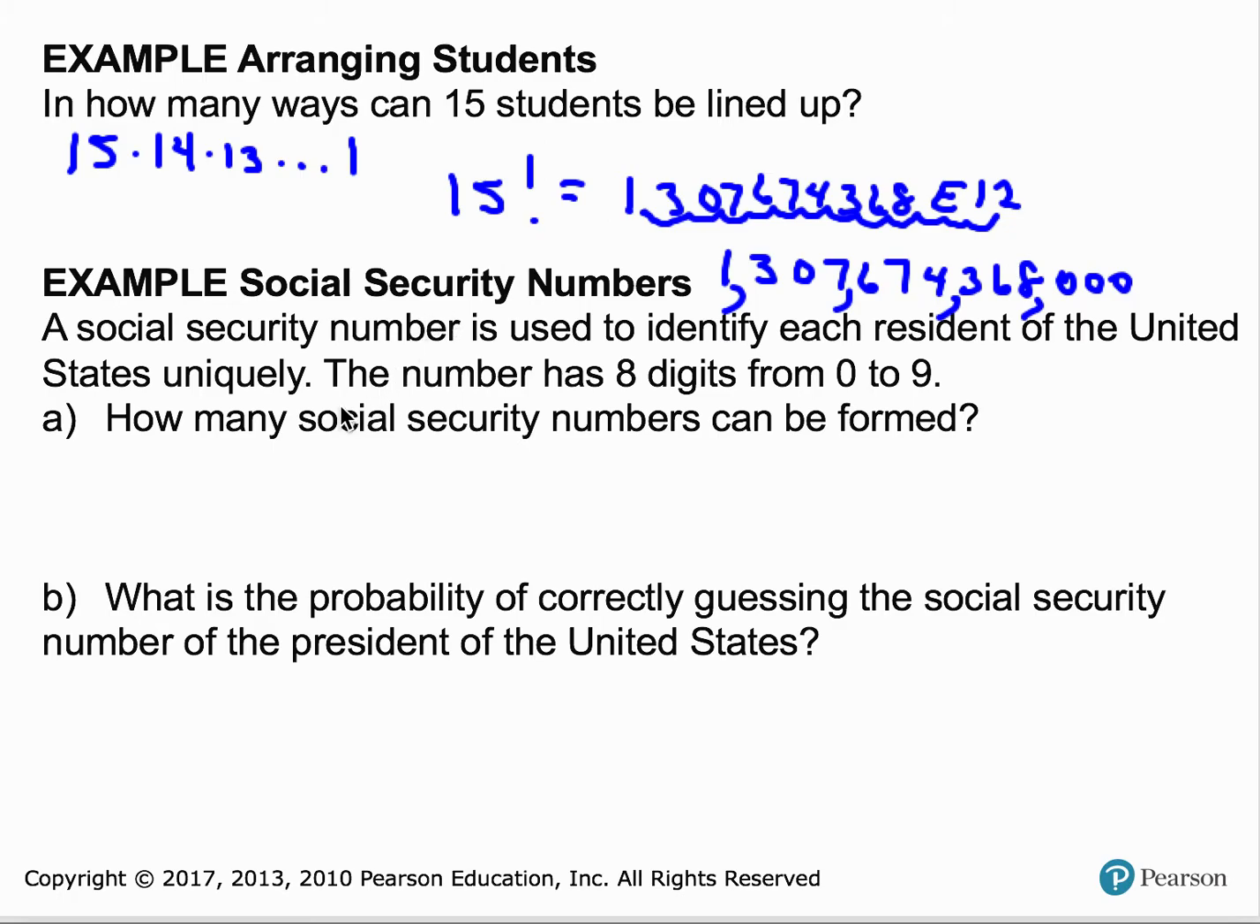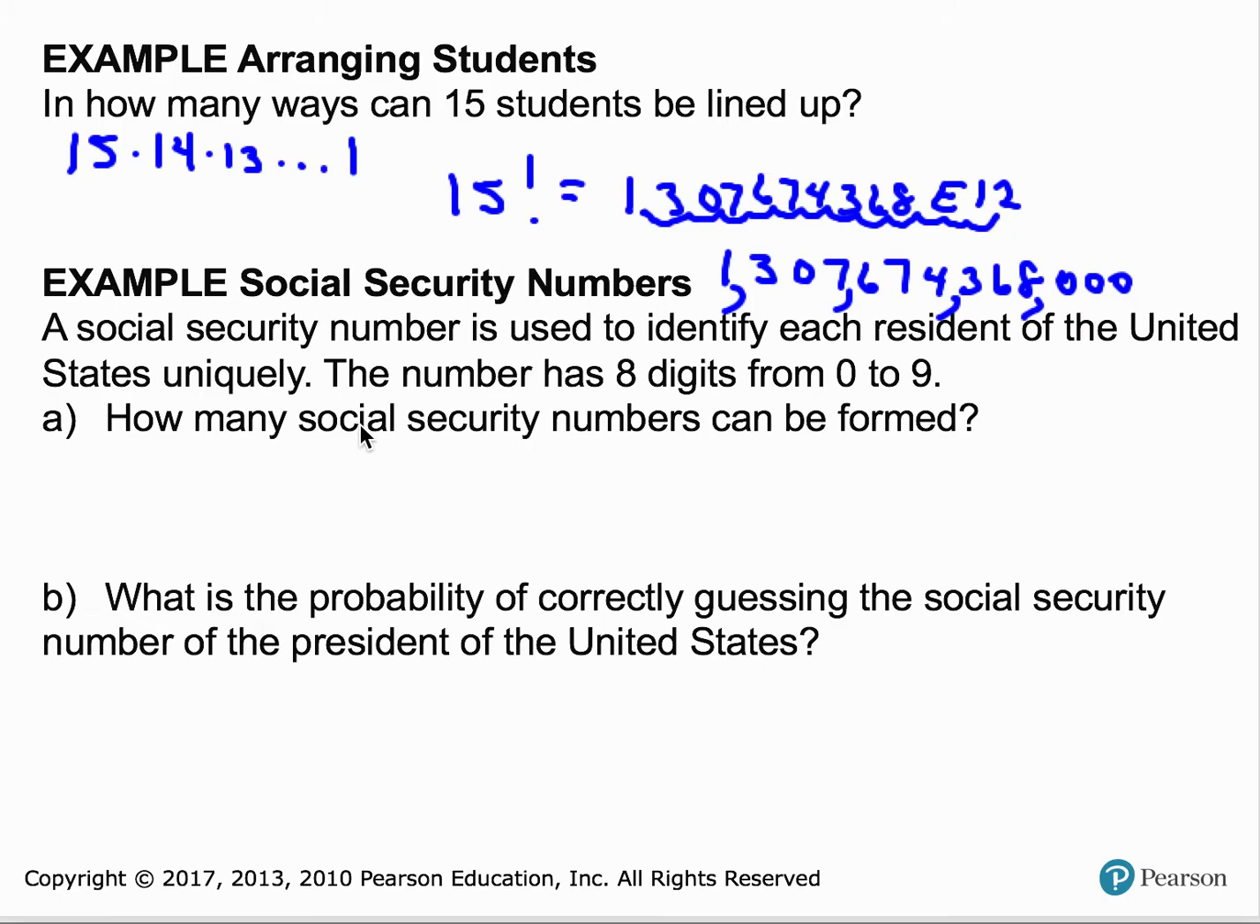Okay. A Social Security number is used to identify each resident of the United States uniquely. The number has 8 digits from 0 to 9. How many Social Security numbers can be formed? Okay, so does the order matter? Yes, it does, because just rearranging those numbers makes a different identifier, right?